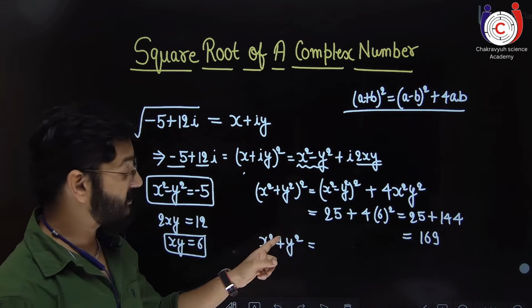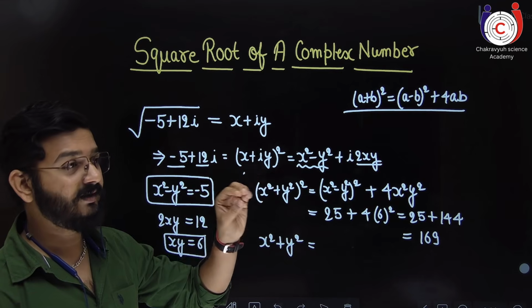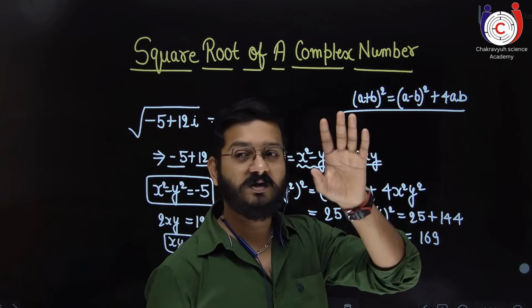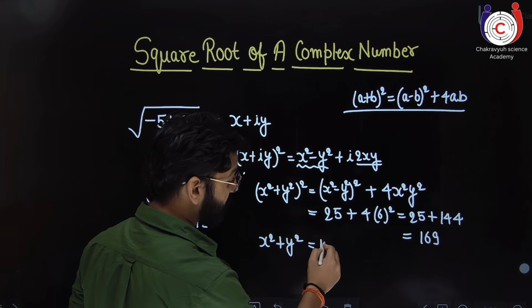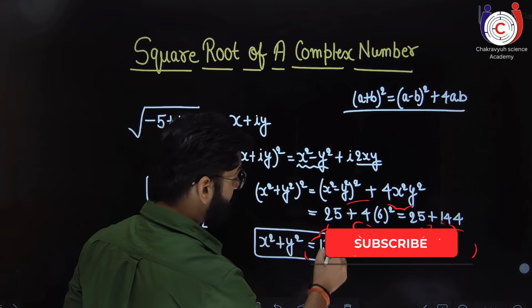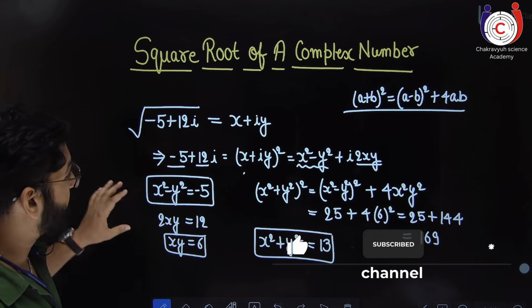But x square plus y square cannot be negative. x and y are real numbers. The square of a real number plus the square of a real number will always be positive. That is the reason I'm not taking minus 13. I'm taking only plus 13. Is the funda clear? Anyone having doubt till now? Any student?